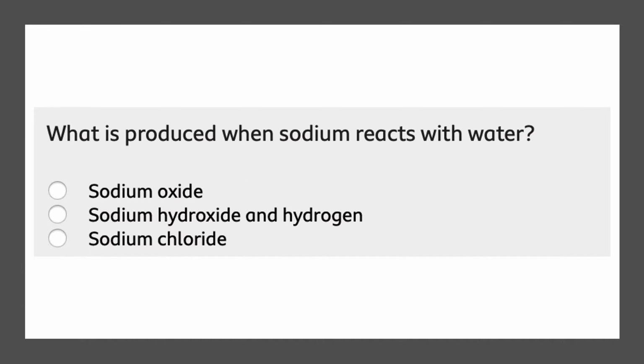Next question, what is produced when sodium reacts with water? So we'll write out the chemical symbol equation over here. So we have sodium, Na, we're reacting it with water, H2O, and we're producing NaOH because hydrogen gas is being released. So we're producing sodium hydroxide and hydrogen. So this is your correct answer, and that will give you 1 mark.